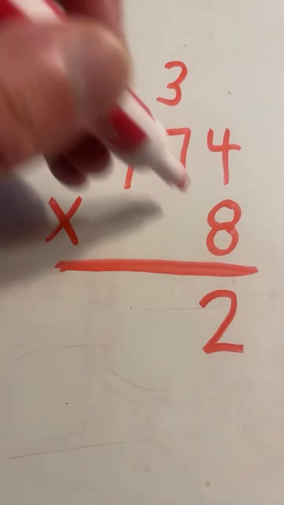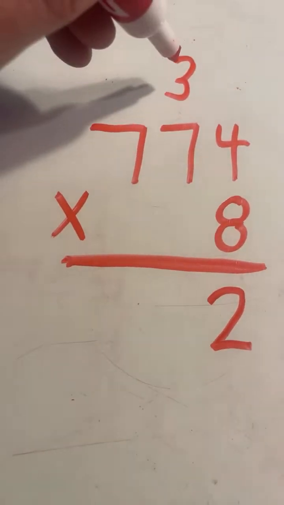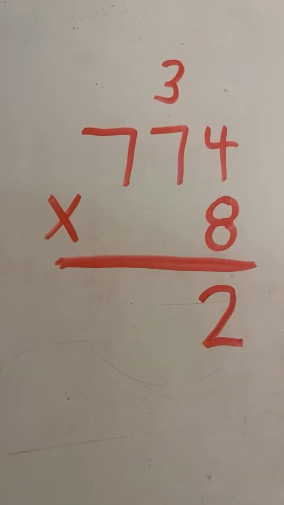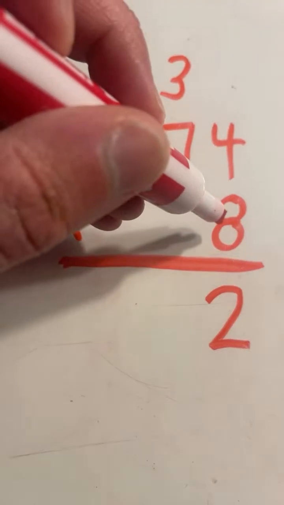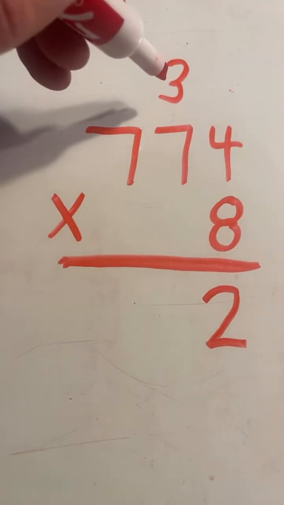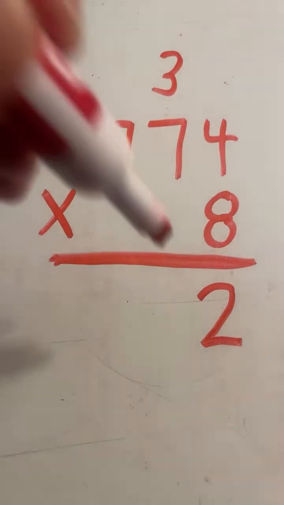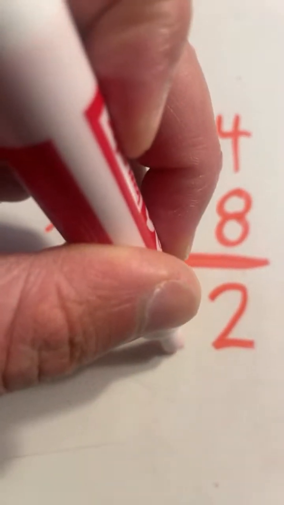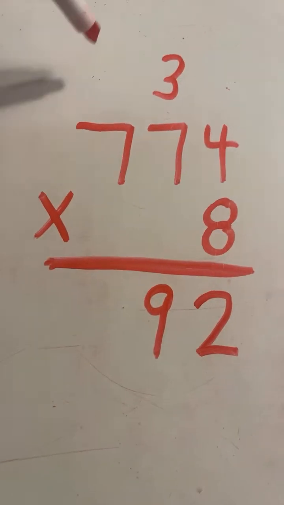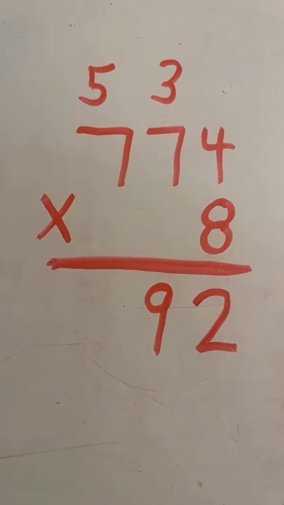Next, we're going to multiply 7 times 8, and then we have to add the 3 that we carried over to our answer. 7 times 8 equals 56. 56 plus 3 equals 59. Again, we have to regroup because our product is more than 10. So the 9 in 59 goes in the tens place. The 5 gets carried over to the hundreds place.